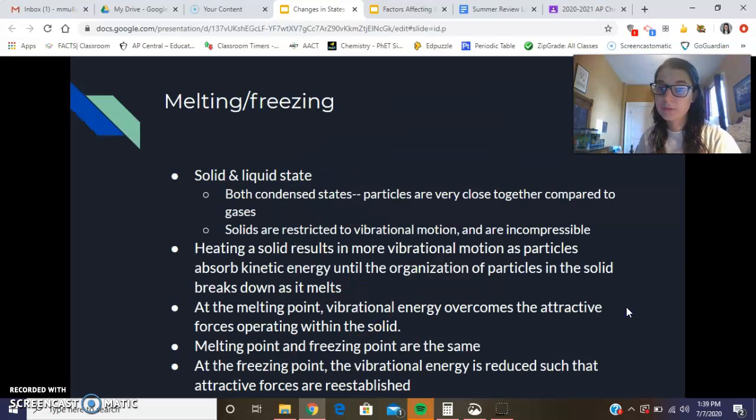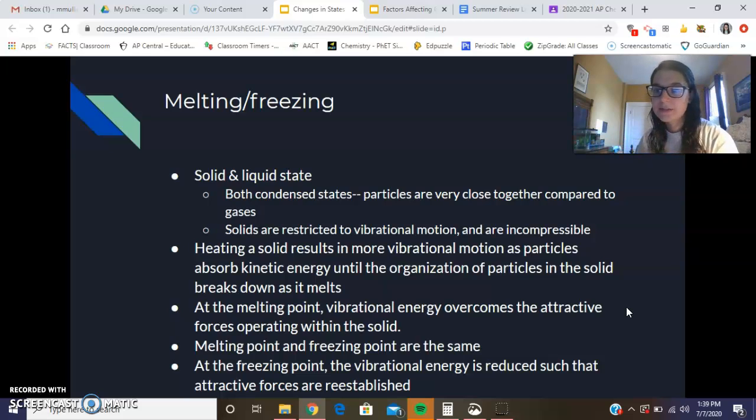Solid and liquid states are both called condensed states. That means that there's not much space between particles in a solid or liquid, so we can't really compress them like we can a gas. When we compress a gas, we're reducing the space between particles. Since there's not really space between particles in solids and liquids, we can't really compress them.